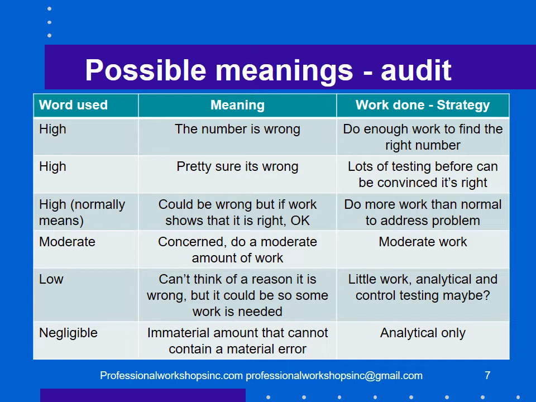Low, I think this is the most important one. We say, well, I can't think of any reason why this number is wrong. Nothing pops out to me. I've used my professional judgment. I've done risk assessment procedures. Can't think of a reason it could be wrong. Now, that doesn't mean we can do no work. We still have to do some work.